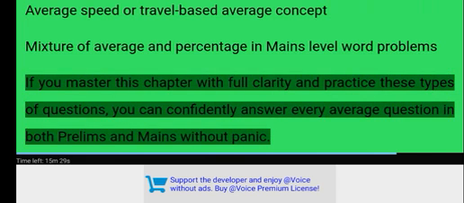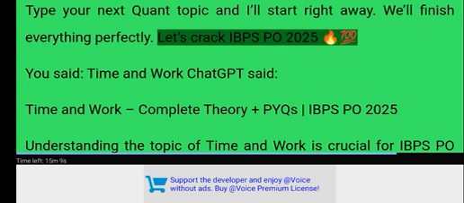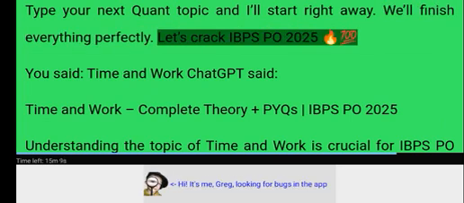If you master this chapter with full clarity and practice these types of questions, you can confidently answer every average question in both prelims and mains without panic. Type your next quant topic and I'll start right away. We'll finish everything perfectly. Let's crack IBPS PO 2025 with full score.